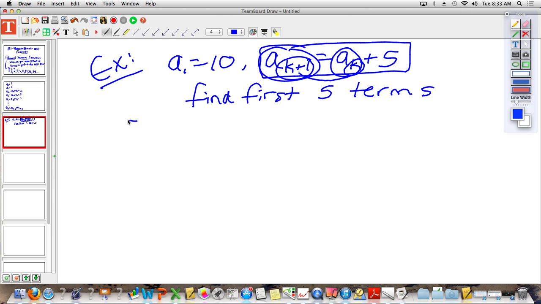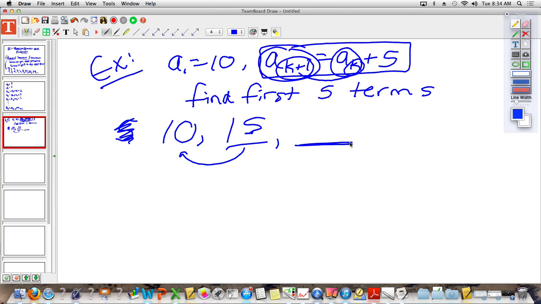So if you have to find the first 5 terms, and I tell you that the first term is not 5, the first term is 10, what is the next term? It's going to be 15. So to find this term right here, you had to take the one right before it. Now to find this one, you have to take the term right before it. Well, what is 15 plus 5? 20. Now to get to the next number, you have to take the one before, which is 20, and add 5 to it. So you get 25. So 10, 15, 20, 25. I think you got the hint. You got the pattern. Once you get the pattern going, it's not a big deal.